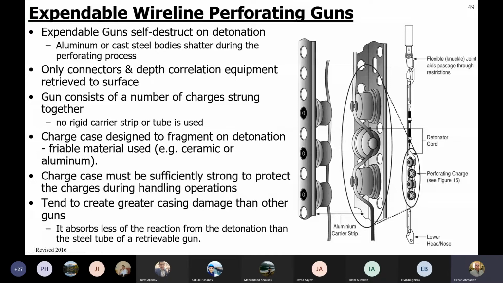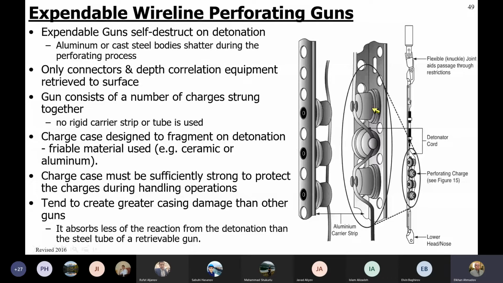The charge case must be sufficiently strong to protect the charge during handling operations. It is about this charge covering, because if something happens to this charge, it can explode at any time, and it might lead to very severe consequences. These guns also tend to create greater kinetic damage than the other guns, because it absorbs less of the reaction. Okay, what does it mean?